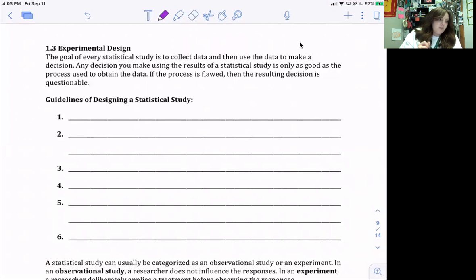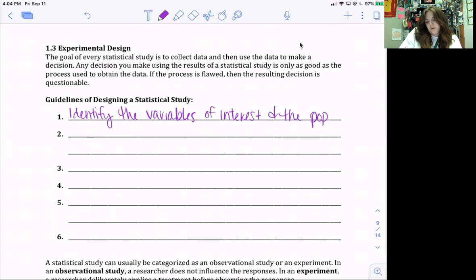So we have 6 guidelines or steps of designing a statistical study. The first one is we want to identify the variables of interest and the population. So what do we want to know and who do we want to know it about?